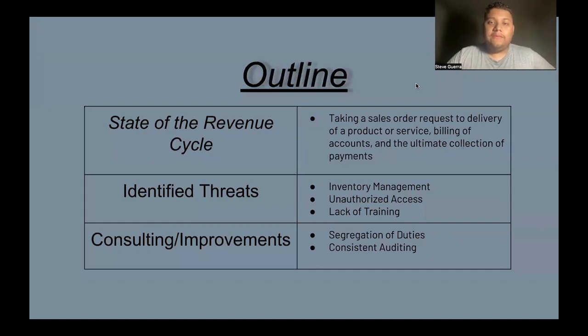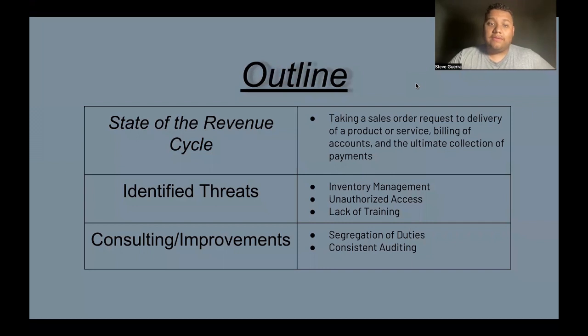Hello, everyone. Before moving forward with our video, I think it's very important that we take a look at an outline of what exactly we're going to be going over. That will start firstly with Newton Hardware's state of the revenue cycle. We're going to identify and define the revenue cycle as taking a sales order request to delivery of a product or service, billing of accounts, and the ultimate collection of payments.